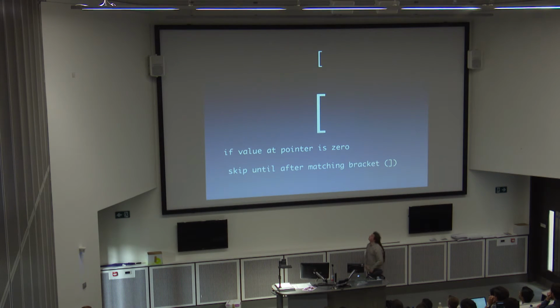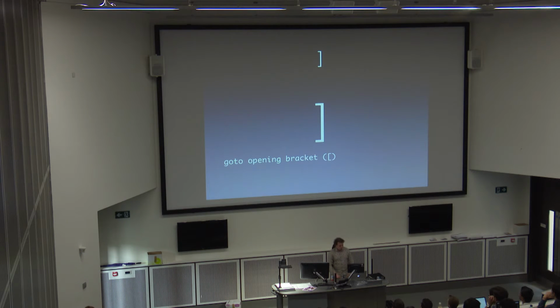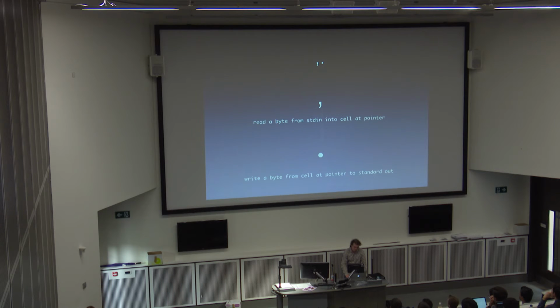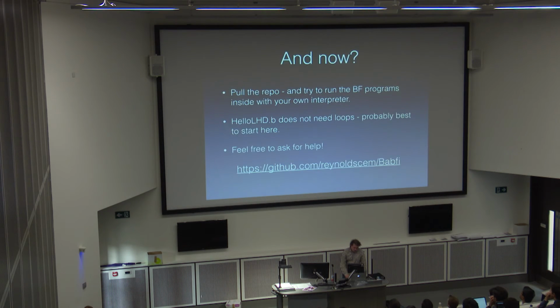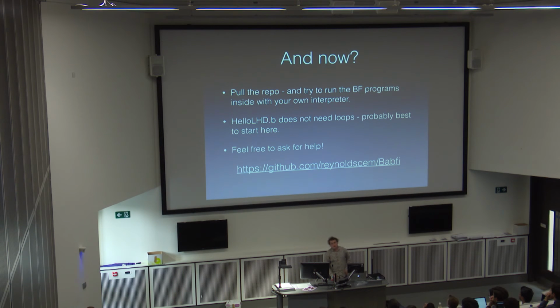This is one of the nicest instructions. This is how you make loops. So if whatever's currently on the tape is 0, then you skip until the matching bracket, and then the other bracket just jumps back to the first. So you can implement if statements and while loops and stuff like that using these instructions. Comma reads something from standard in, dot writes something from standard out.